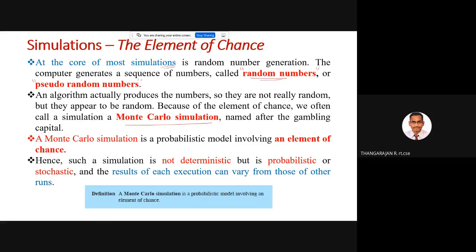Why? Because programs are basically deterministic. When you write a program, you know it is deterministic. Therefore, how can a deterministic program generate a random number? But we do have techniques wherein we use deterministic programs to generate random numbers, and those are called pseudo random numbers. Pseudo means false. They appear to be random, but they are not random. We simulate using pseudo random numbers, and such simulations are called Monte Carlo simulations.